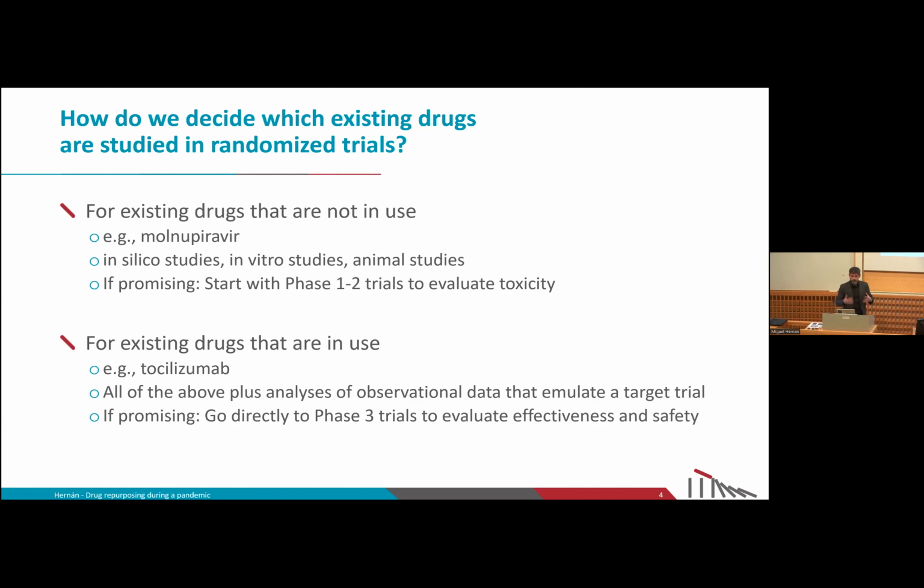For drugs that are being used, like tocilizumab, then we can do all of the above, the in vitro, in vivo studies, and then if it is promising, we can jump into phase 3 trials, because we know about their safety, because they're being used. In fact, for drugs that are in use, we could even do observational studies in humans before we jump into trials, and that is what happened with some of these drugs.